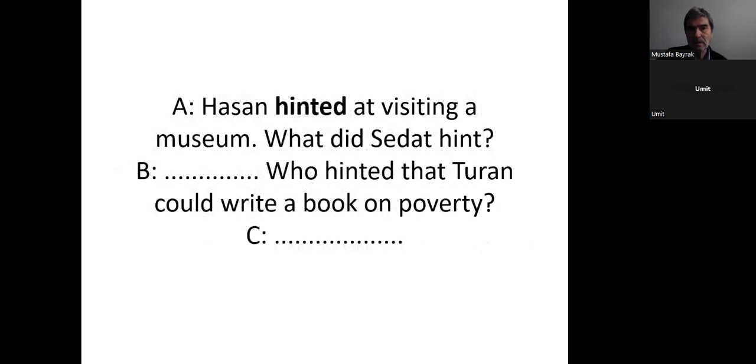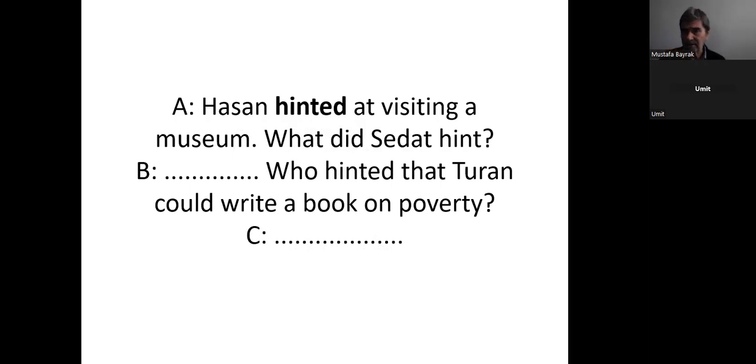Equivalent. Yeah. Okay, Hassan hinted at visiting a museum. What did Sedat hint? Sedat hinted at going to the library. Who hinted that Turan could write a book on poverty? Yasemin hinted that Turan might write a book on poverty. Not may, might. Not can, could. Yasemin hinted that Turan could write a book on poverty.